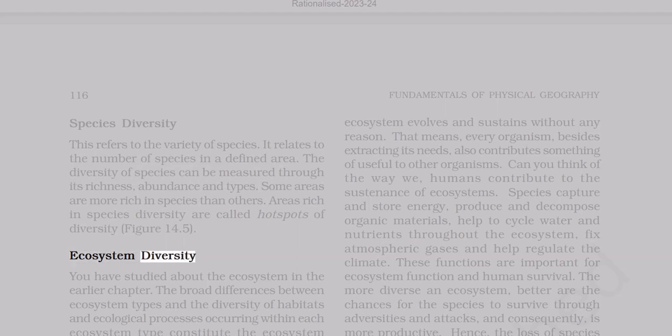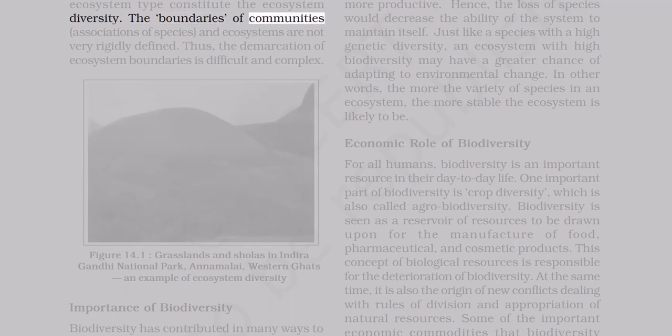Ecosystem diversity. You have studied about the ecosystem in the earlier chapter. The broad differences between ecosystem types and the diversity of habitats and ecological processes occurring within each ecosystem type constitute the ecosystem diversity. The boundaries of communities, associations of species, and ecosystems are not very rigidly defined. Thus, the demarcation of ecosystem boundaries is difficult and complex.